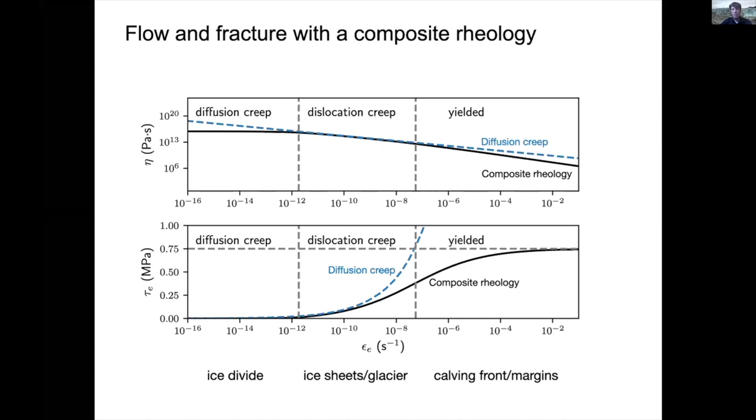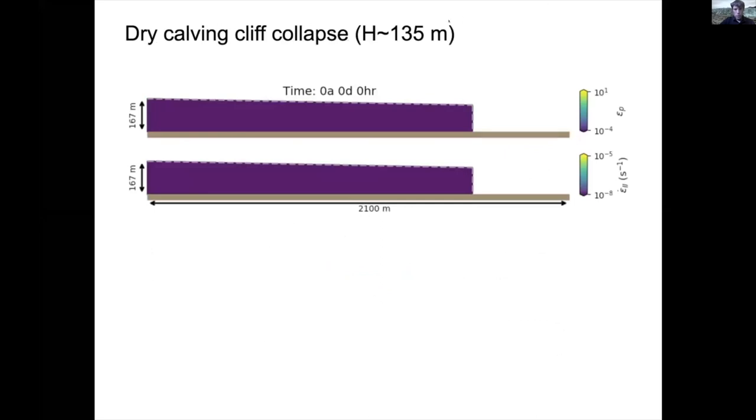So you can imagine that there's a whole bunch of flaws of different sizes that start to become activated as you get into a higher and higher stress regime. So the first simulation I'm going to do is something that's fairly unrealistic, but you can imagine a dry cliff, and you're going to see about 135 meter thickness to start with, and no water depth in front of it.